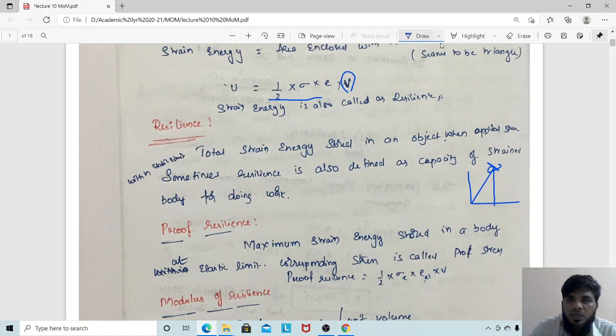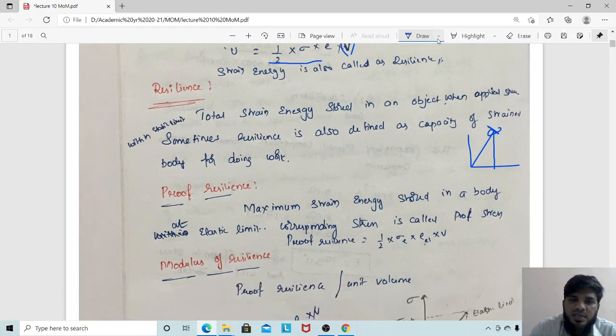Let us show you, so that you can clearly visualize. This is nothing but the stress at the elastic limit, strain at the elastic limit, and the volume of the material. Clear? So proof resilience and resilience are two different things. Resilience is within the elastic limit, whereas proof resilience is exactly at the elastic limit.